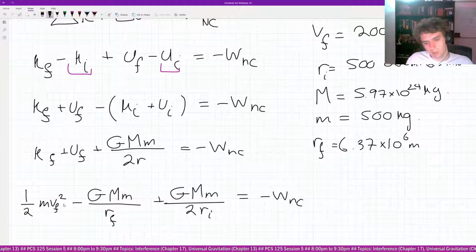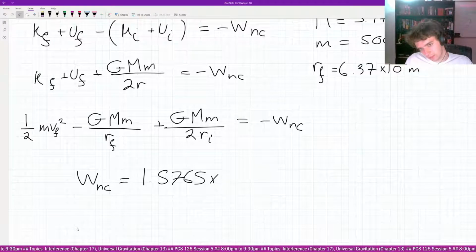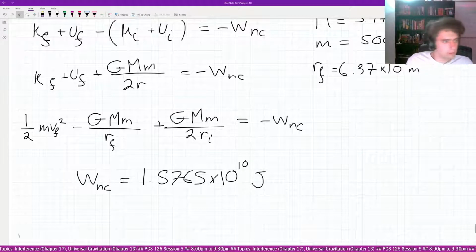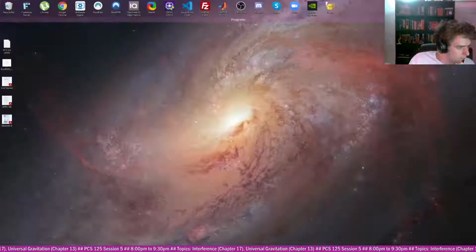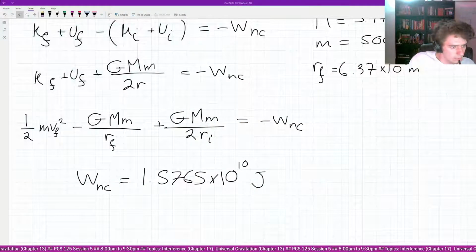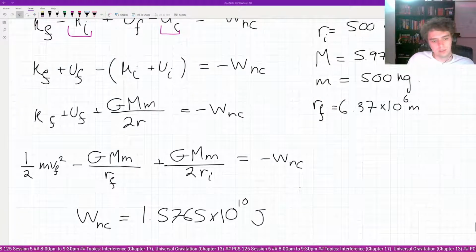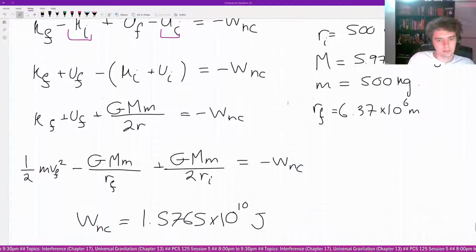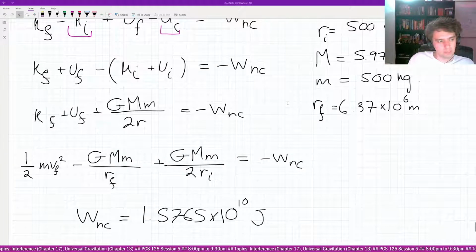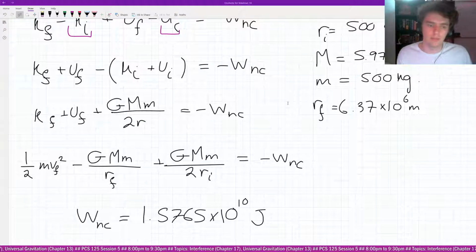So I got that the work non-conservative is 1.5765 times 10 to the 10 joules. And let's see if that's right. 1.58 times 10 to the 10 joules. Yep, we are good. So that is the non-conservative work, and that is how much energy was lost due to air friction. And we're done with chapter 13. Any questions?